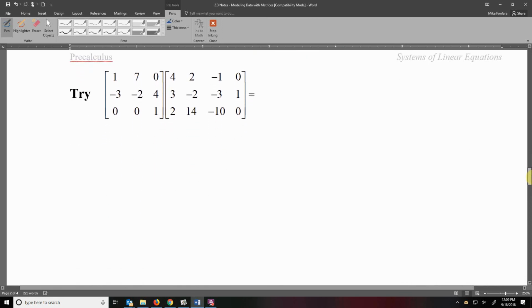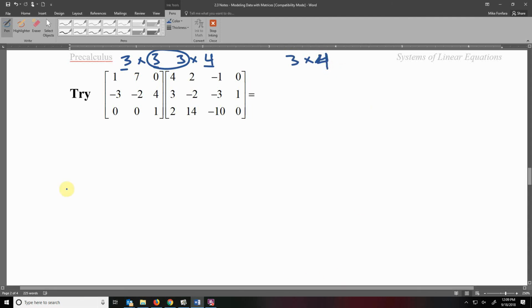Let's try another one, and this time we'll show a little bit less of the work. But first of all, is this even possible to multiply? We've got 3 rows by 3 columns, and here we've got 3 rows by 4 columns. Inner dimensions match, so I can multiply these, and I know my result is going to be the outer dimensions. It's going to be a 3 by 4 matrix.